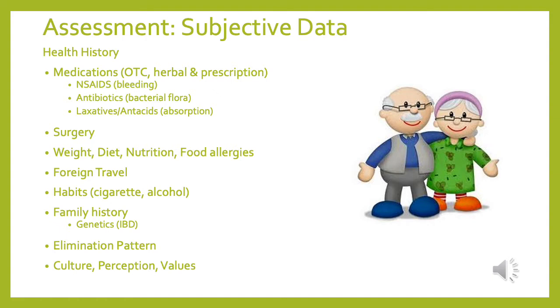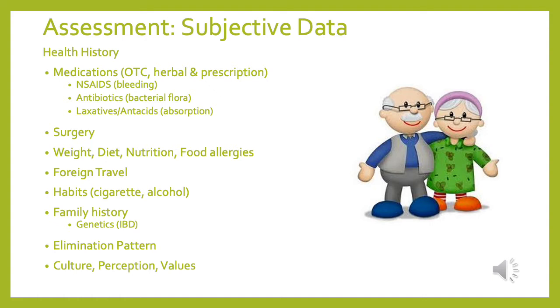You want to know if they've traveled abroad. Perhaps they came home with nausea, vomiting, and diarrhea because they picked something up along the way. So you specifically want to ask if they've had any recent travel. You want to know their habits, and when I talk about habits, I'm thinking of the smoking and drinking alcohol habits. And this is because it can irritate the gastric and mucosal lining of the GI tract.